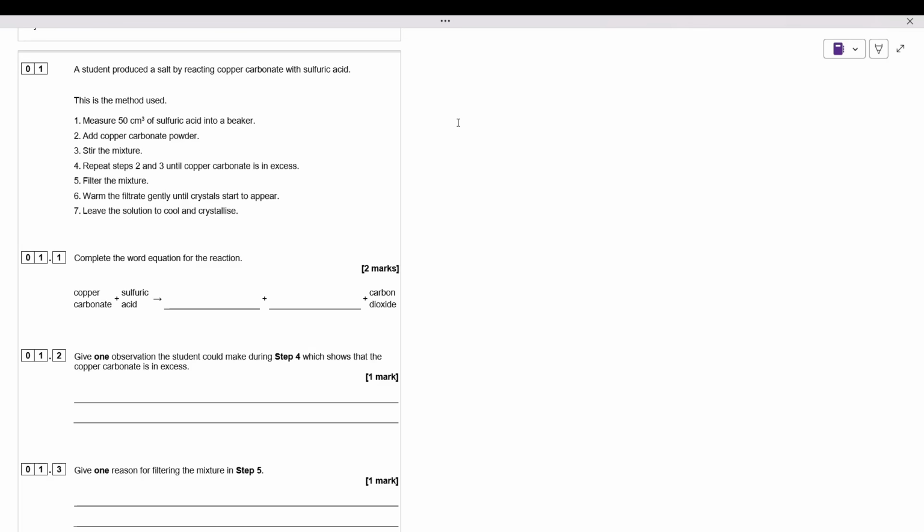So this is a typical or classic example of the required practical for making salts, which is one of those key important ones for paper 1. All right, so let's go look through. So we have this method is used.